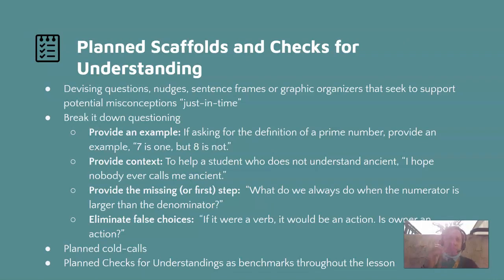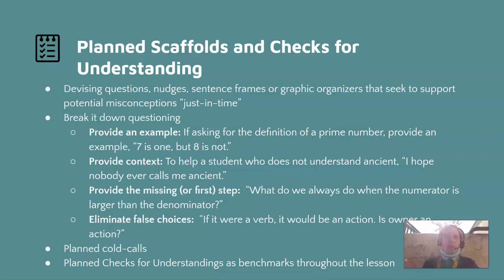Another just-in-time intervention is to critically and deliberately plan for scaffolds and check for understandings. If we're going through the exemplar and we know what students need to know, say, and do, and potential misconceptions they might have, then we can plan for the key questions, scaffolds, and supports that will help them get there. Right? We might devise questions, nudges, sentence frames, or graphic organizers that seek to support potential misunderstandings just in time. So we don't have these ready just to give from the beginning, but we have them ready to drop in at the moments that we think are going to be most powerful for student learning.